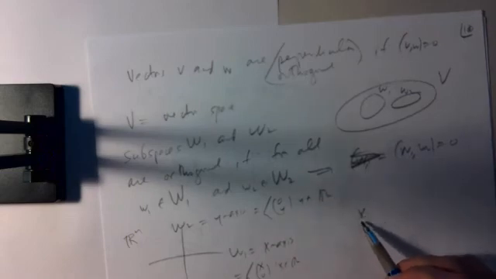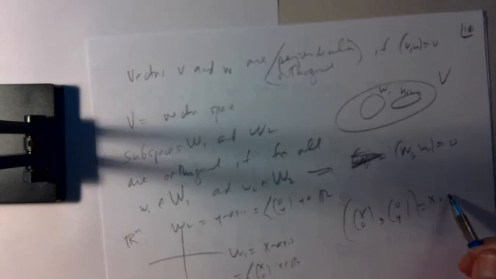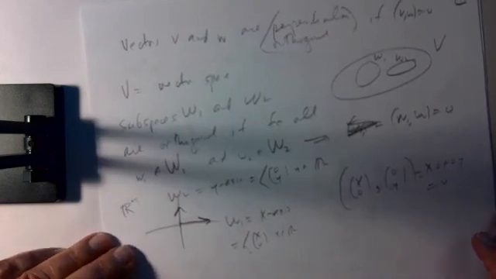And what happens if you take the inner product of (x, 0) with (0, y)? That's x times 0 plus 0 times y, which is 0. All that's saying is any vector on the x-axis is perpendicular to any vector on the y-axis. So these are orthogonal subspaces.